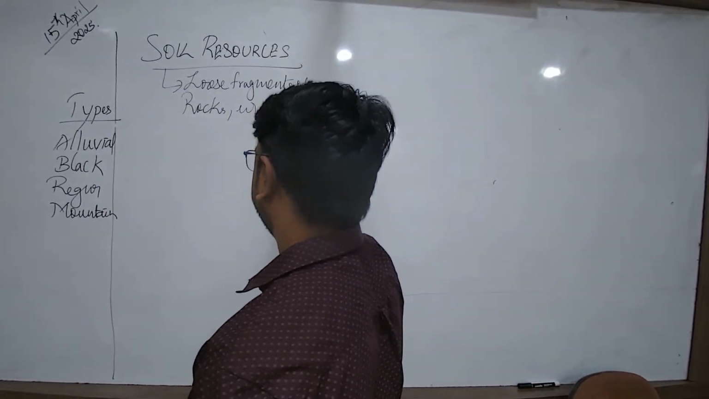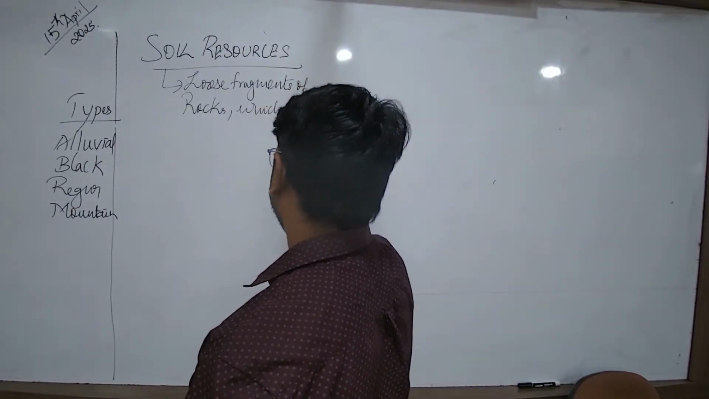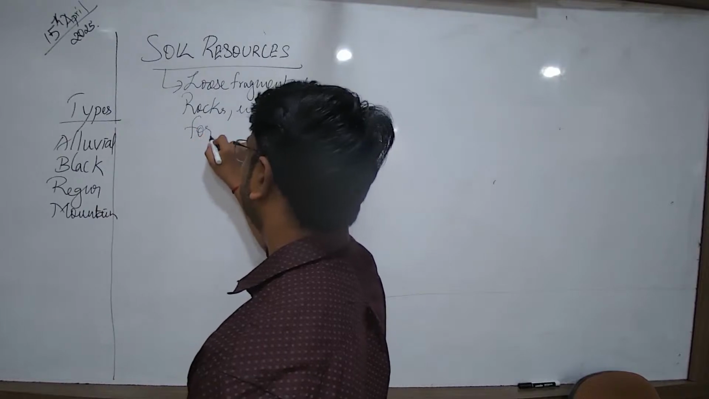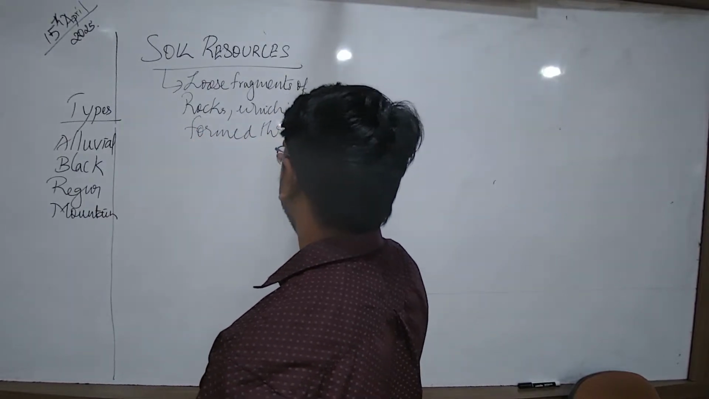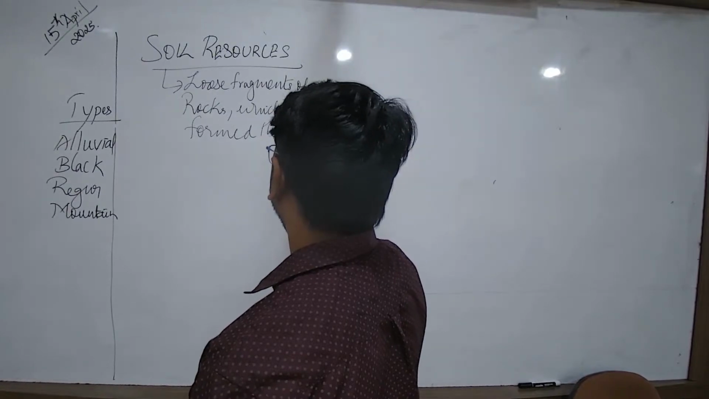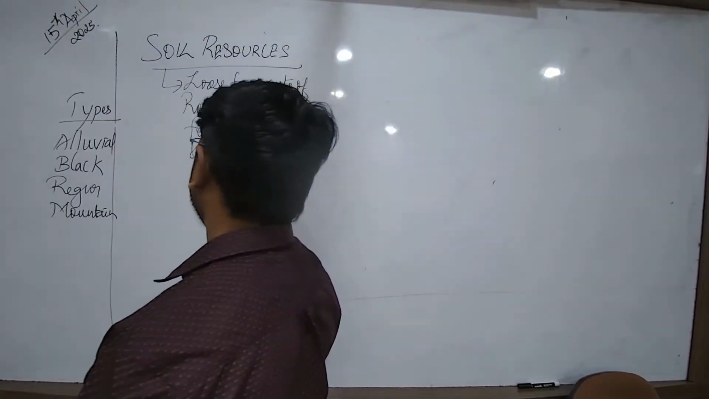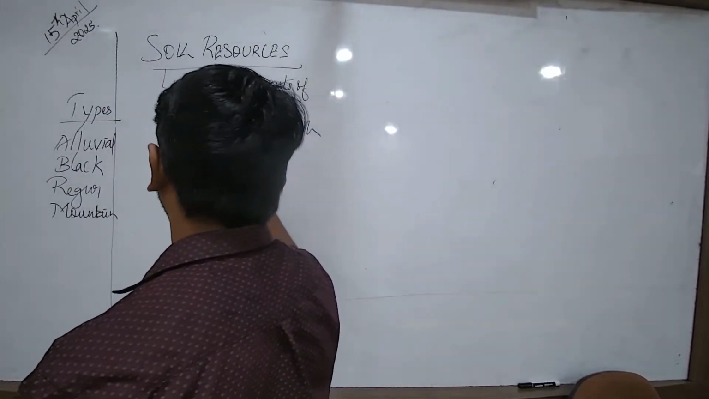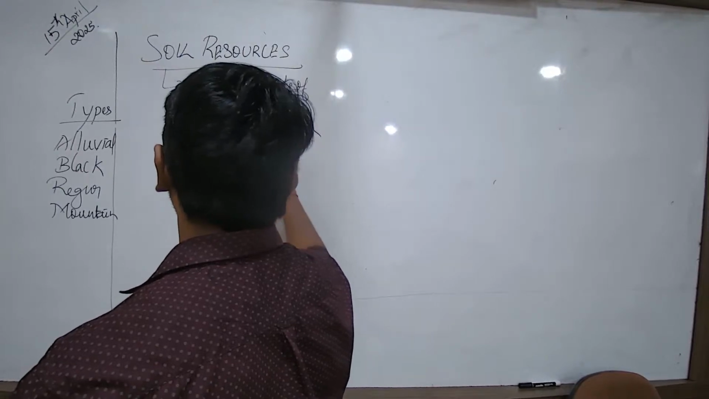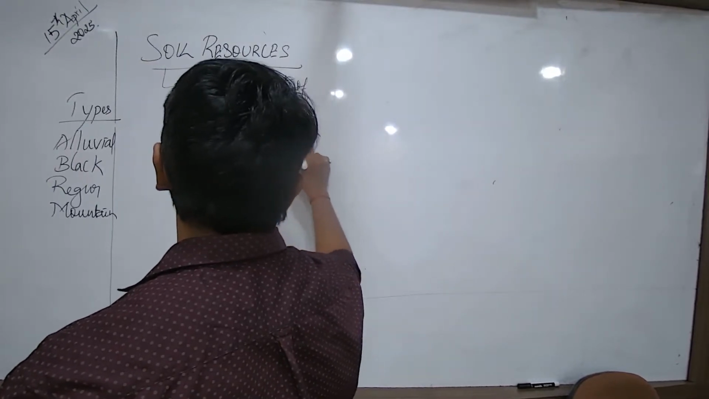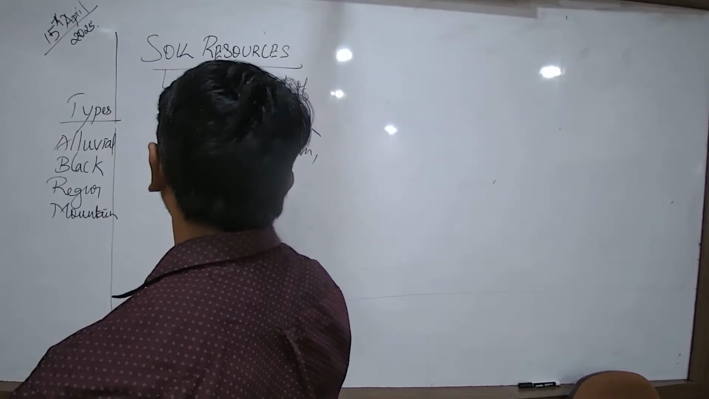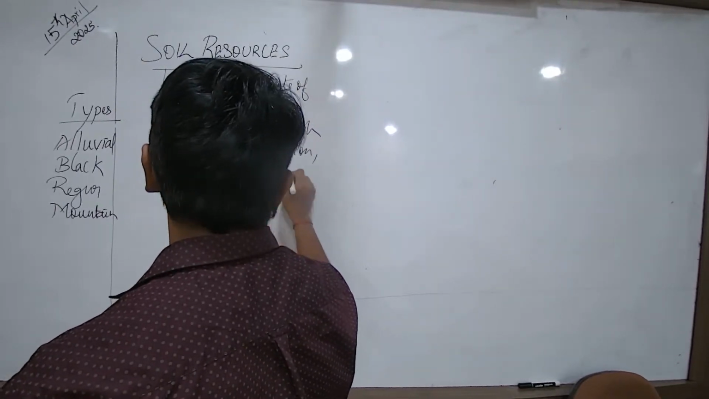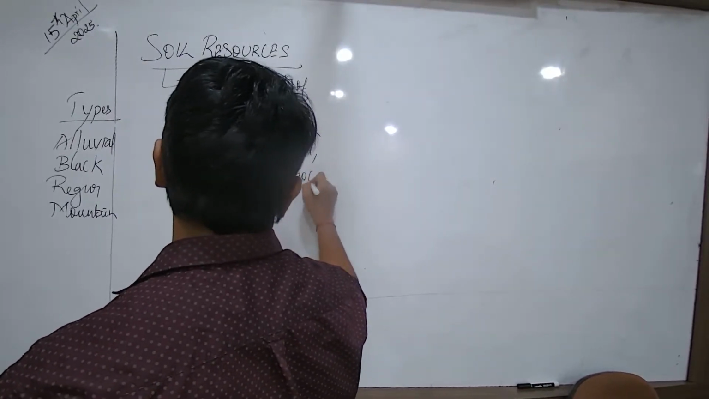Which is formed through what process? What is the process through which we get soil? Disintegration. Am I correct with that? Disintegration. A very, and I can use one more word, a very slow process.